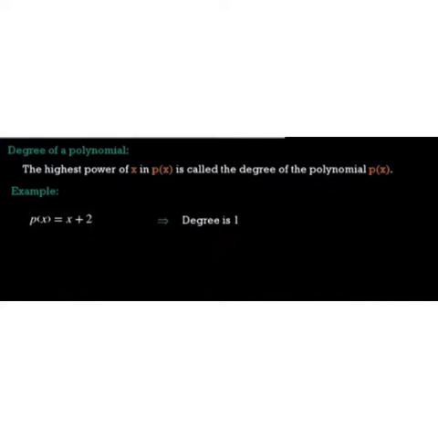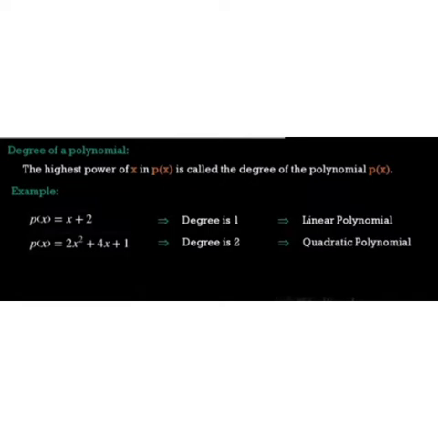So you have to check the highest power of any variable. The degree is 1 in this first example, and we have already studied the classification of polynomials. If the degree is 1, it is called a linear polynomial. In the second example, 2x square plus 4x plus 1, what is the maximum power? It is 2, so the degree is 2, and hence it is called a quadratic polynomial.